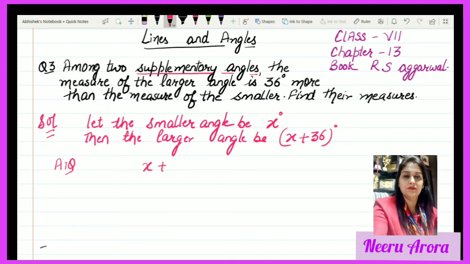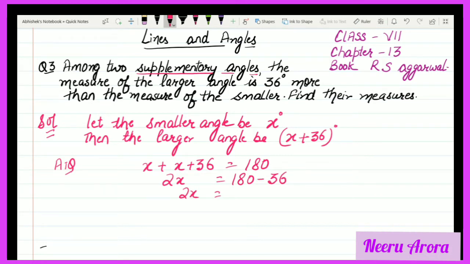So x plus x plus 36 is equal to 180 degrees. x plus x is 2x plus 36. Now separate the variables and constants. So 2x is equal to 144 degrees. x is equal to 144 by 2. x is equal to 72 degrees.